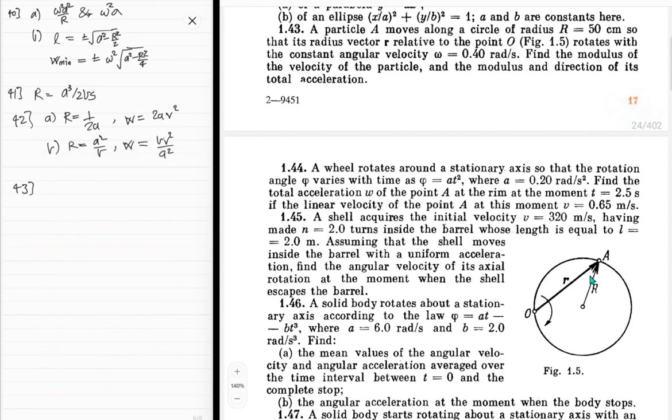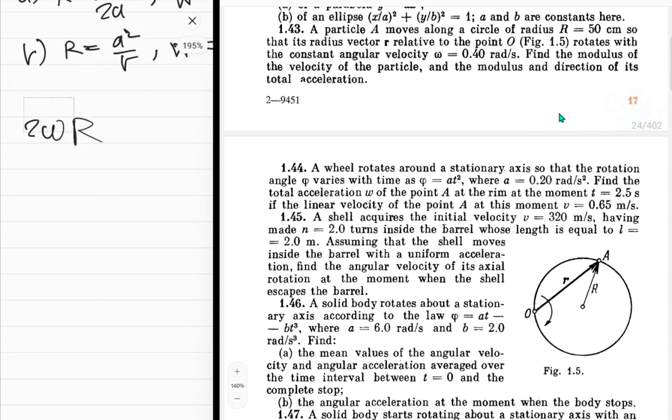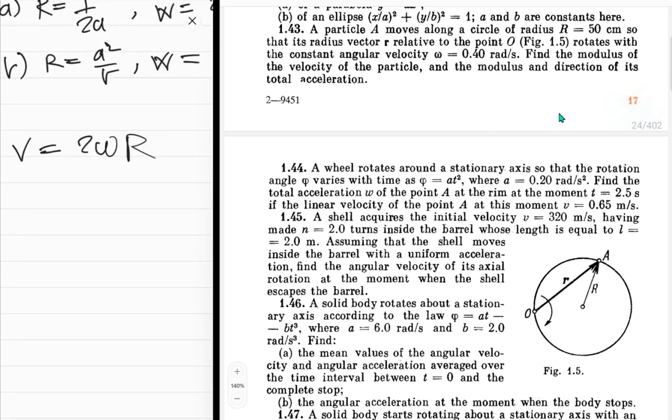Now, what do we want with it? Find the modulus of the velocity of the particle and the modulus and direction of its total acceleration. So this is going to be 2 omega times the radius capital R. That is the tangential velocity, and there's only tangential velocity. There's no radial velocity over here. So yeah, v is equal to 2 omega R.